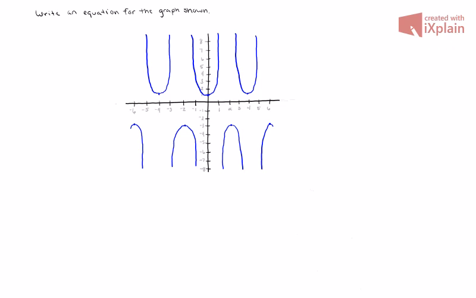So again, we're provided the graph of a trigonometric function and we want to write an equation for the graph shown. In this case, we can see that it must be a reciprocal of either sine or cosine. So what I would suggest doing is running through and maybe sketching in a dashed line to see which function this might be connected to.